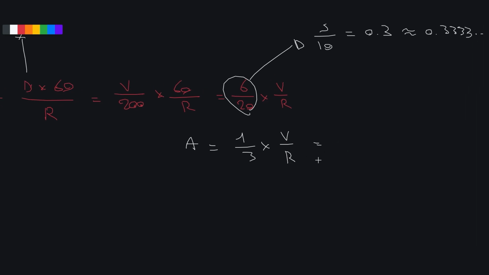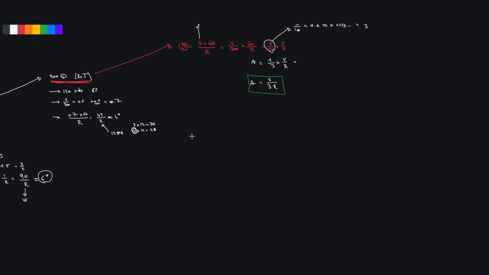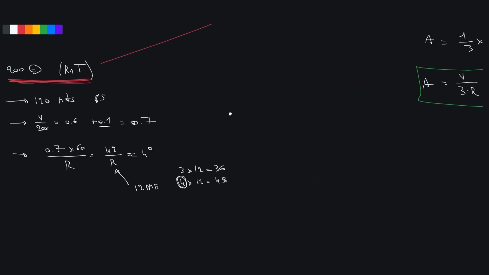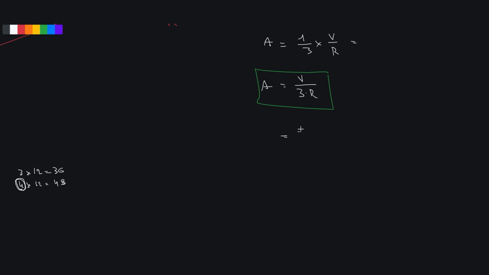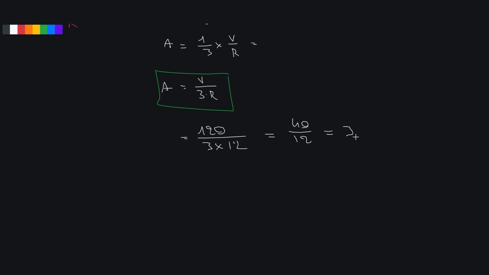All right. So I will write it again. Angle is equal to the ground speed divided by 3 times the radius. All right. And if we compare it with what we have found right here, we said that we were going at 120 knots, so it makes 120 divided by 3 times 12. So 120 divided by 3 makes 40, which gives 40 divided by 12, which makes roughly between 3 and 4. All right, and we take the highest of the two, so it will make 4 degrees.